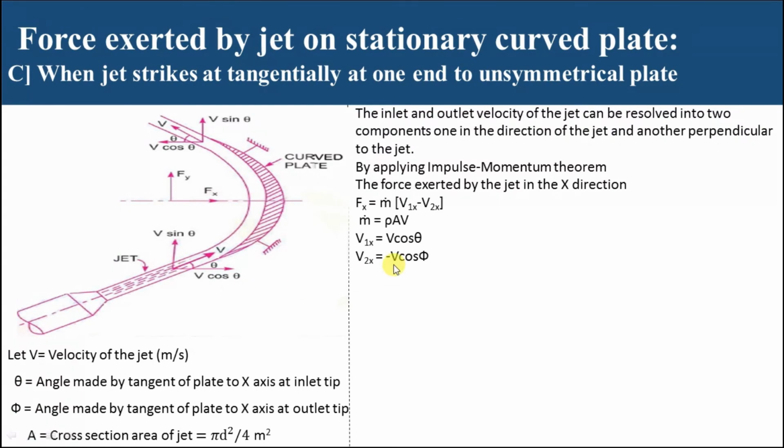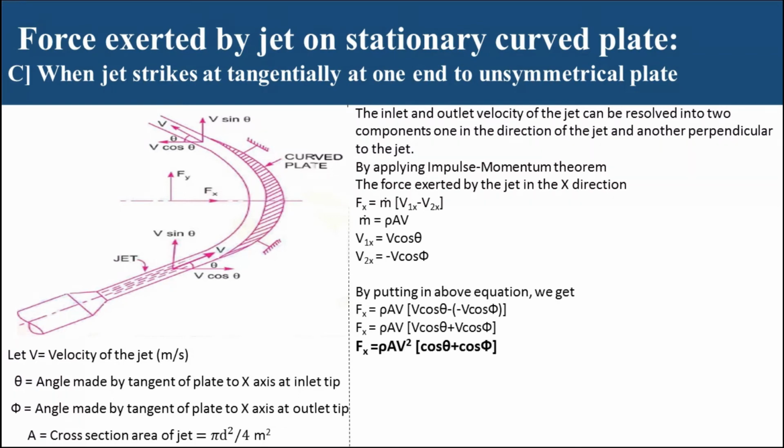Okay, so we'll put these values, so we will have Fx equals rho a v into v cos theta minus of minus v cos phi. By opening the bracket with negative sign, we will have plus sign, so it is rho a v into v cos theta plus v cos phi. So it is rho a v square into cos theta plus cos phi. So Fx equals rho a v square (cos theta plus cos phi).